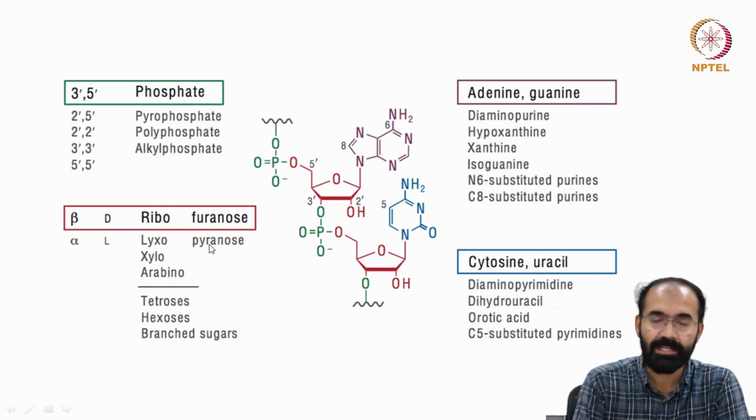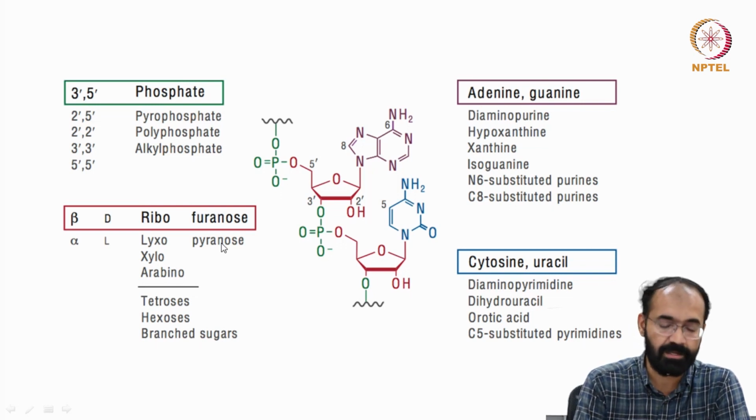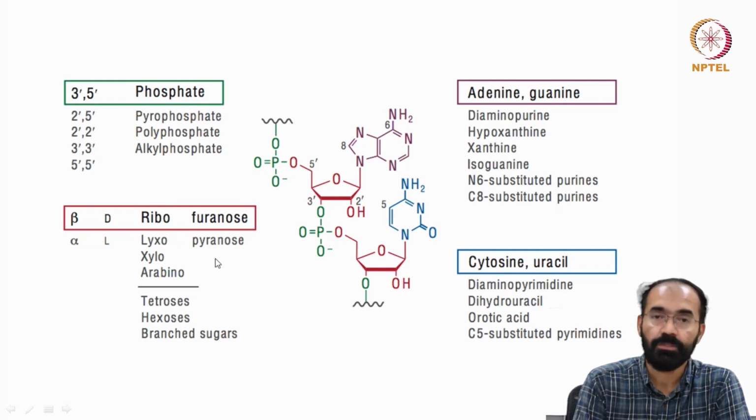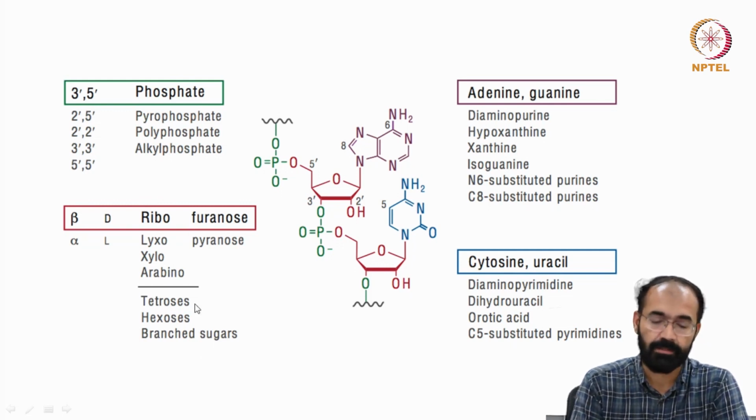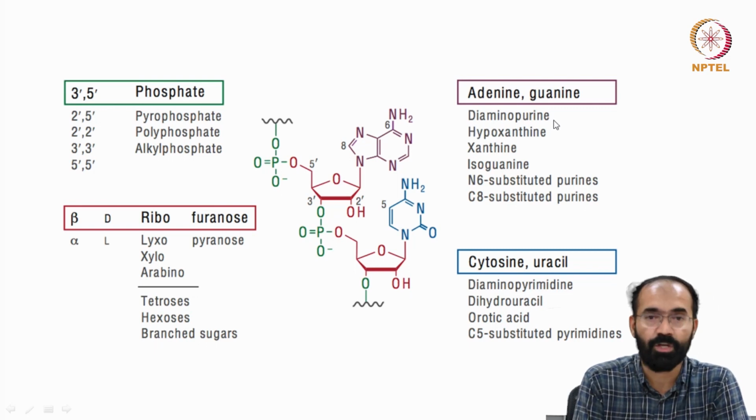I will not go into the detail because it is part of chemistry, but remember all amino acids in a living system are L forms, whereas the carbohydrates are D forms in all living organisms. Exceptions are there, but by and large, that's how it is preferred. So you are talking about different types of sugars in the left hand panel down here. And at right side, you can see adenine and guanine. We know they are purines, and you also have diaminopurine, hypoxanthine, xanthine, isoguanine, etc.